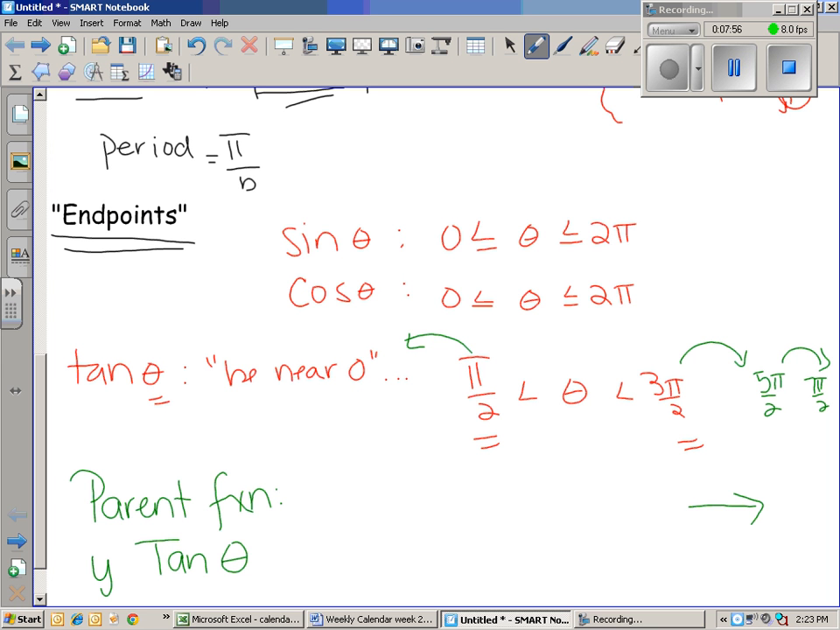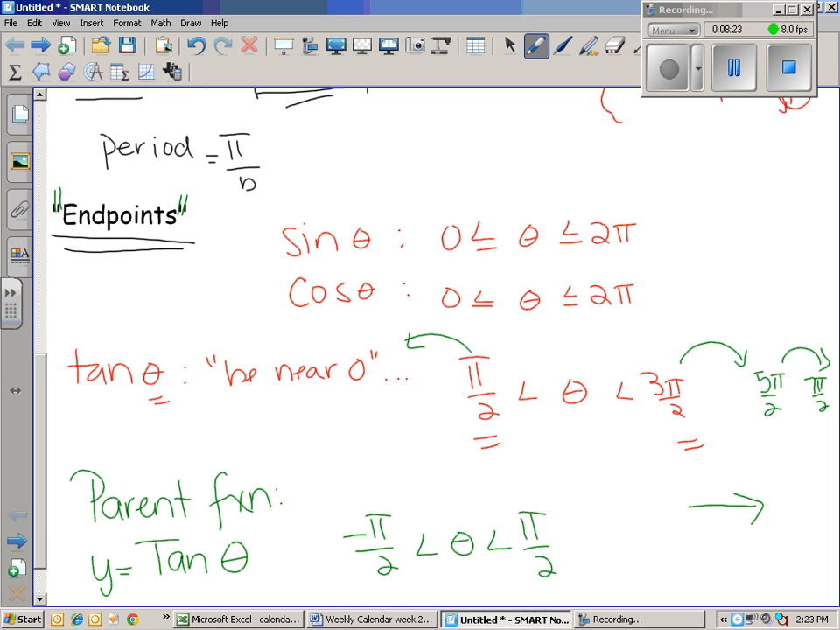Okay? If y is equal to tangent theta, and remember, this is just for one cycle, we're going to go from negative pi over 2 to pi over 2. And the reason we're doing that is simple. It keeps everybody's graphs looking consistent. There's really no other reason to do endpoints than to make them all look very similar so we can all see that we're doing the process correctly.